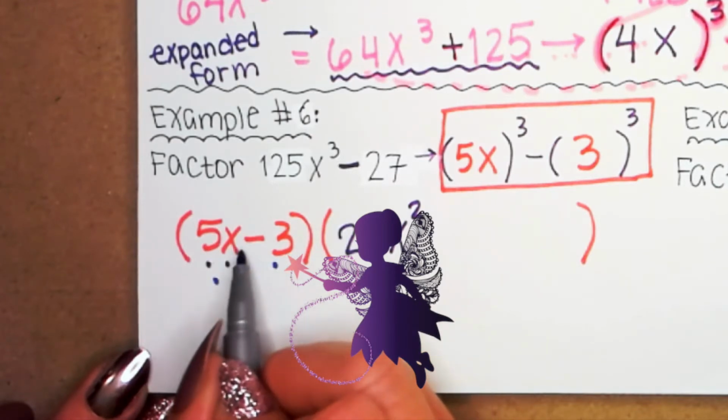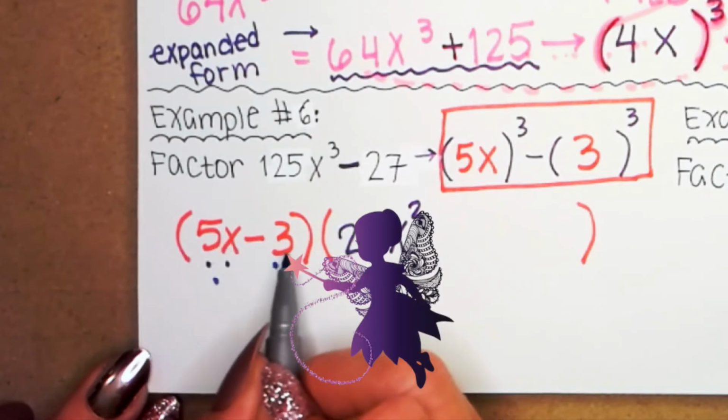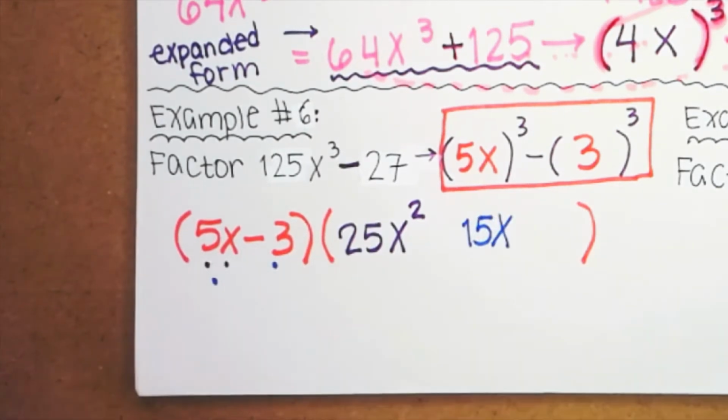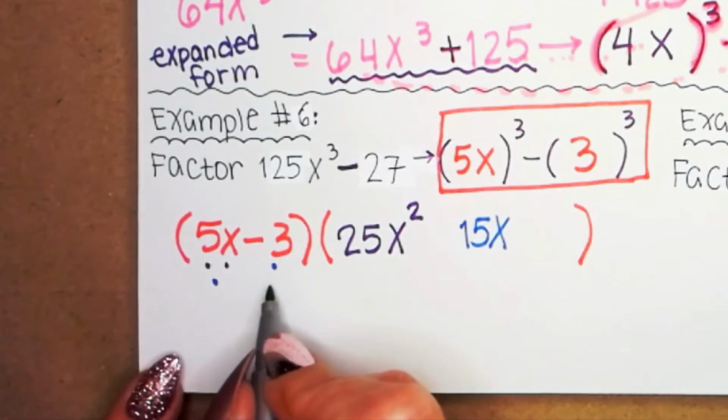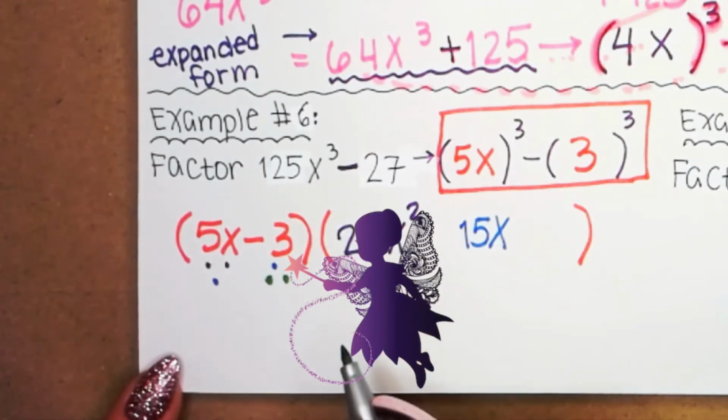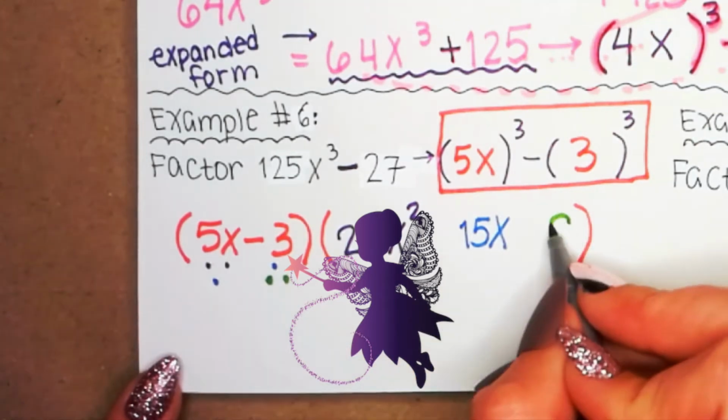What's 5x times 3? Just ignore that sign, okay? 5x times 3 is 15x. I have 2 more specks of fairy dust in my right pocket. What's 3 times 3? 3 times 3 is 9.